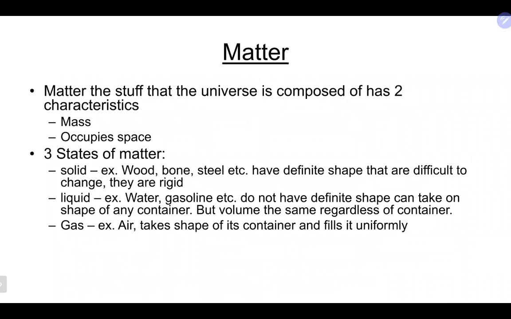So as I mentioned, matter is basically the stuff that the universe is composed of. It does pretty much have mass. It occupies space, and obviously that's pretty much everything or most things. So as we just talked about, there are the three states of matter, which is important. Solid, things like wood, bone, steel. Solid things have a definite shape, and they are difficult to change, or sometimes referred to as being rigid.